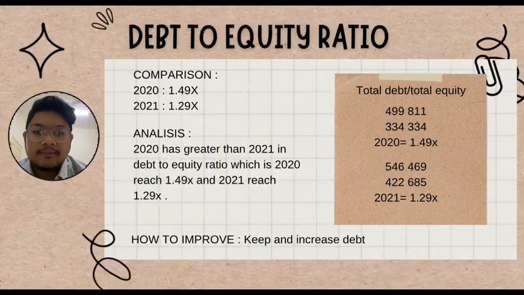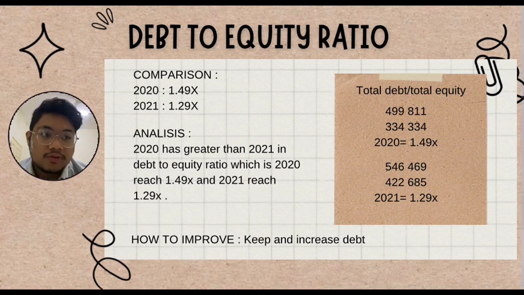Next is debt to equity ratio. 2020 is greater than 2021 in debt to equity ratio, which is 2020 reached 1.49 times and 2021 reached 1.29 times. Flora have improvement than before. It has decreased the debt to equity ratio.